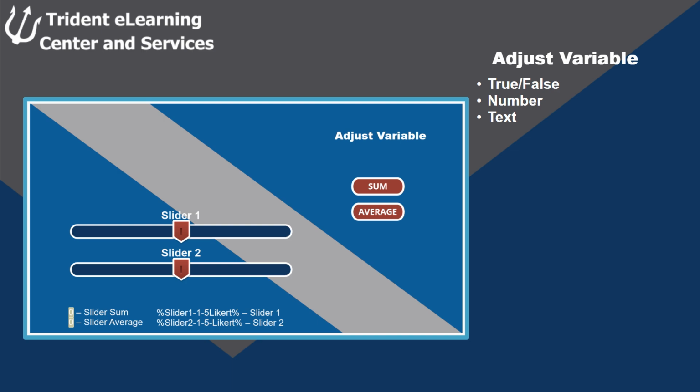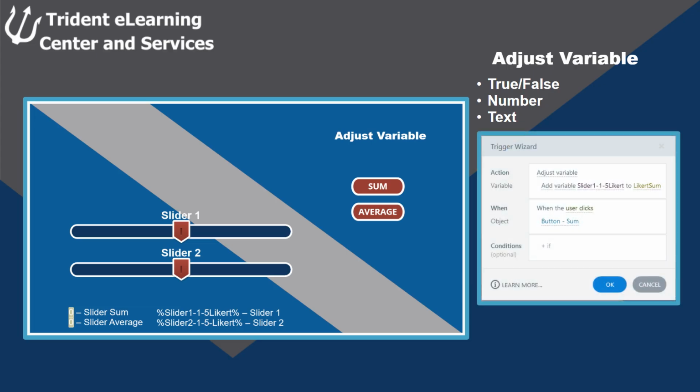We'll set the first slider to 1 and leave the second slider at 3. The slider's programming automatically updates the variable Slider 1, 1 to 5, Likert to 1, and Slider 2, 1 to 5, Likert remains 3. Now, we need to program the math to calculate the sum of the two sliders' values. To do this, we'll add each slider variable to Likert sum.